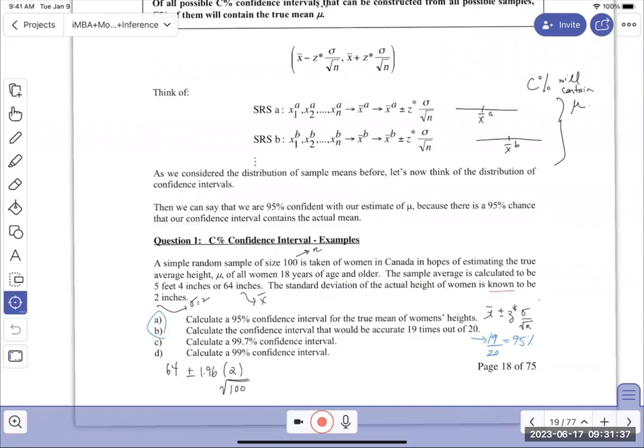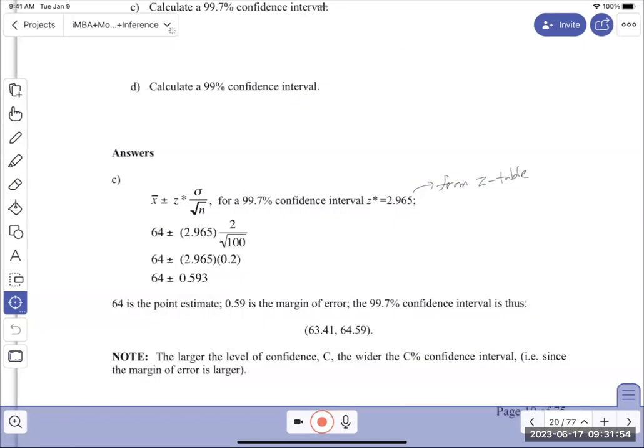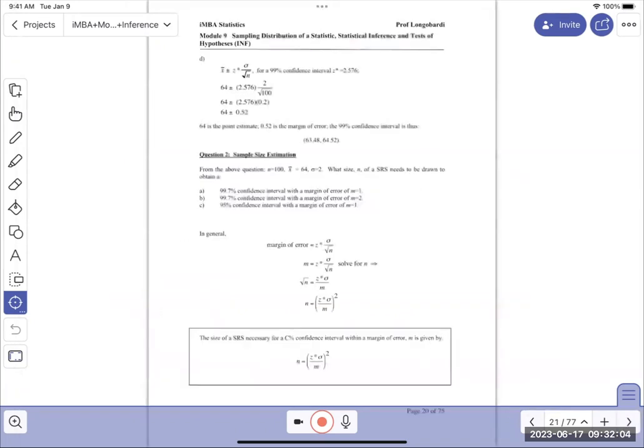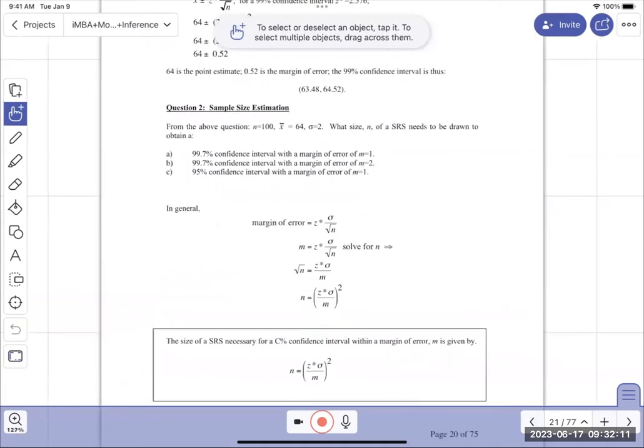So sigma is given, you don't control that. You can control as a researcher the sample size you want to use, and you can control the confidence level you want to achieve. The larger the confidence level, the wider the interval. The higher the sample size, the more precise the interval. They work opposite.